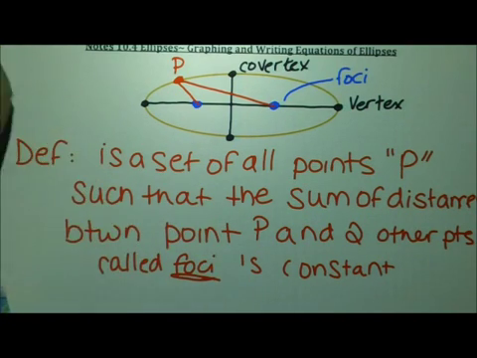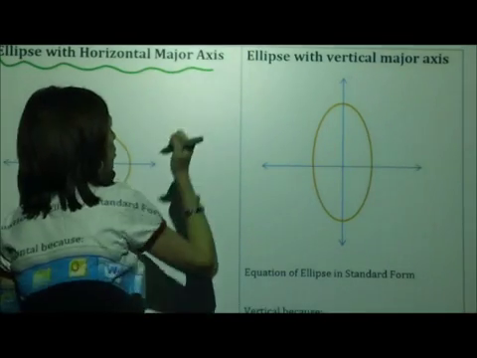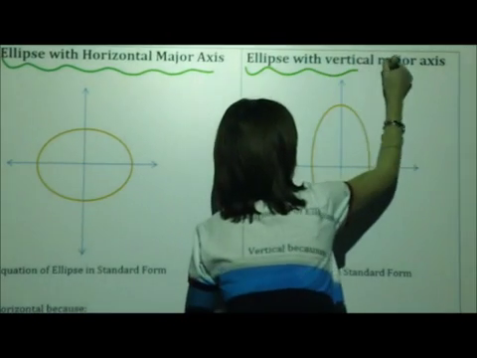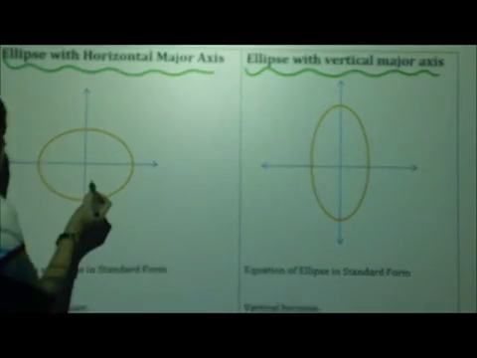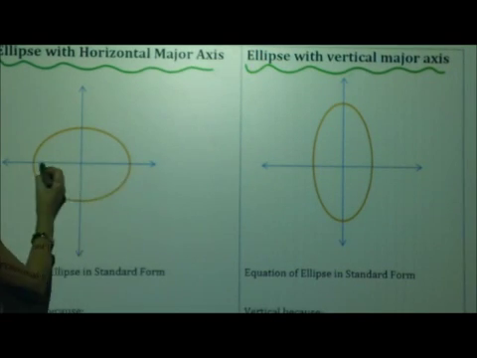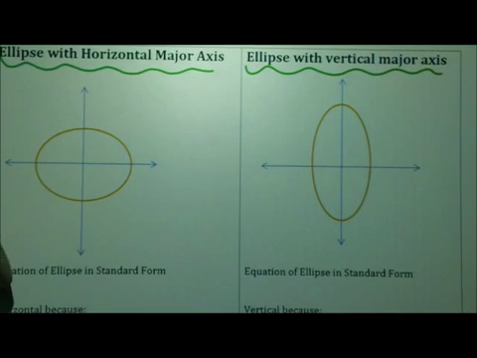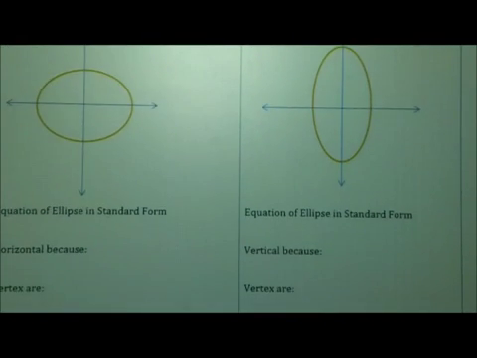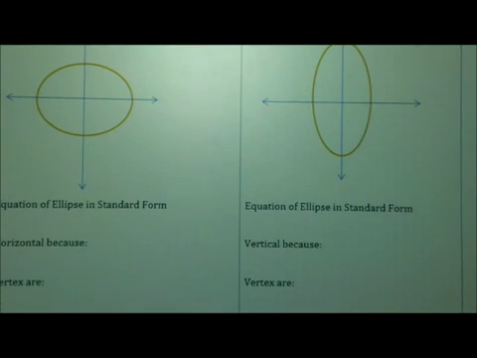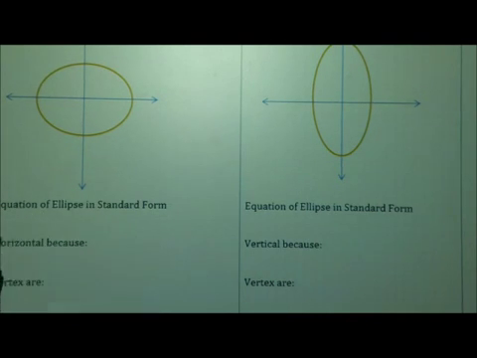Okay, so let's look at the differences. So we've got to talk about ellipses with a horizontal major axis or a vertical major axis. So I'm hoping that you recognize this has a horizontal major axis because the horizontal distance is longer than the vertical distance. And let me move this up a little bit so you can see, and I want to make sure you're able to see everything. So the first thing that we should probably talk about is the equation of ellipse in standard form.